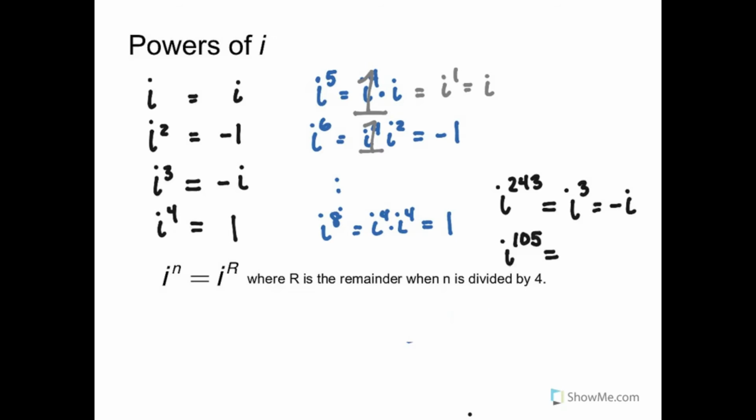i to the 105 is the same as i to the remainder when 105 is divided by 4. That remainder is 1, and so i to the 105 is the exact same thing as i to the 1. It's i.